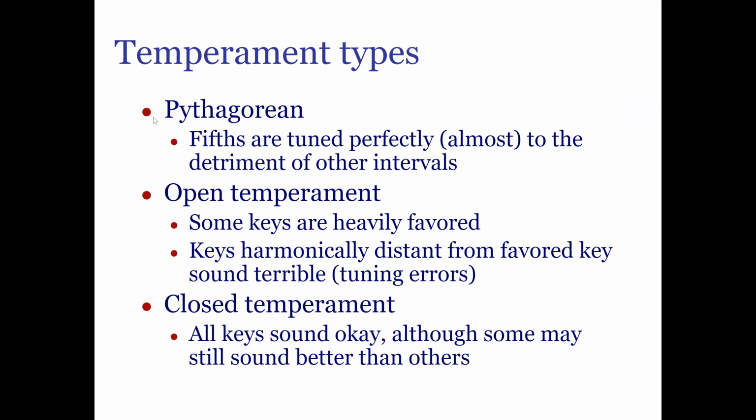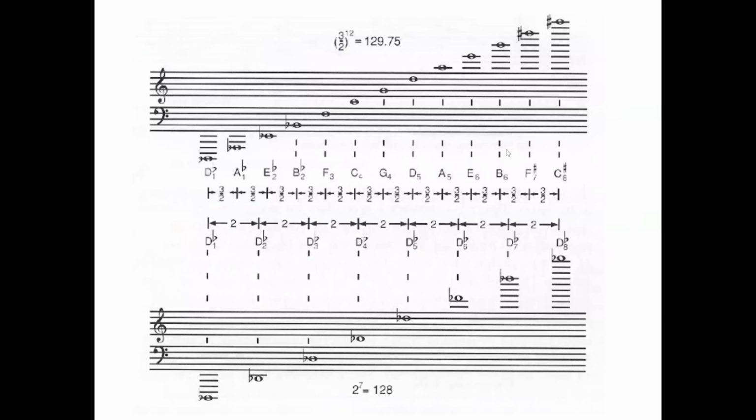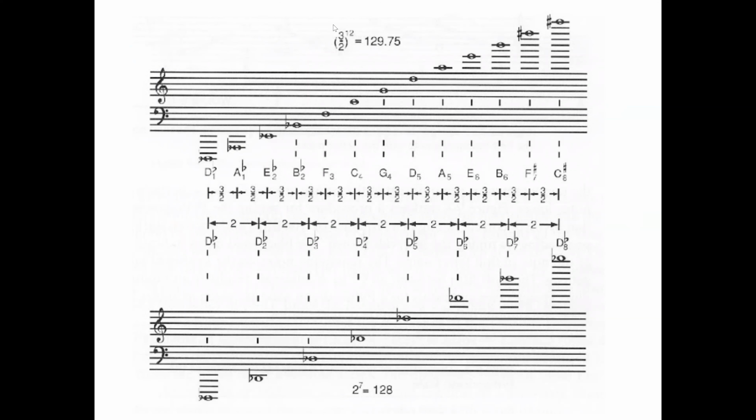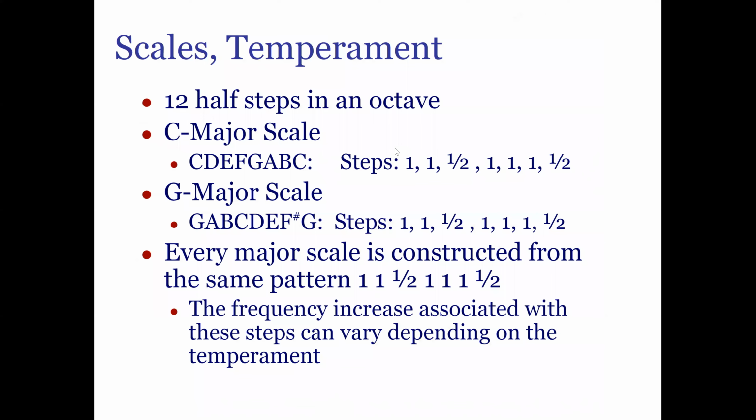So we'll start by discussing the Pythagorean temperament. In the Pythagorean temperament, fifths are tuned perfectly to the detriment of other intervals. Octaves are always perfect. When they say almost here, the reason that this is almost, we'll see, is because of this difference in those frequency ratios here. One of these can't be tuned perfectly, at least one, but typically for the Pythagorean temperament, just one of them is tuned badly. And then that fixes the octave and fifth problem.